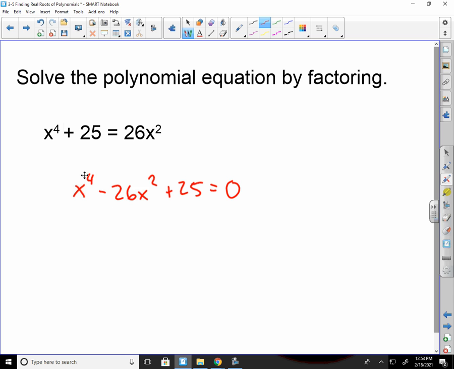Now I check to see if there's anything I can pull out of all three terms. There's not in this case, which is not fun. Okay, if this is a positive term and this is a negative, it means that I have to have two minuses when I break this up. So this has to be a minus and this has to be a minus. What multiplies to give me x to the fourth? That would be an x squared times x squared.